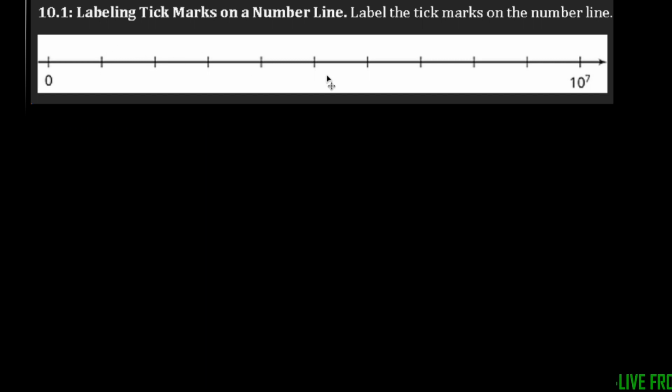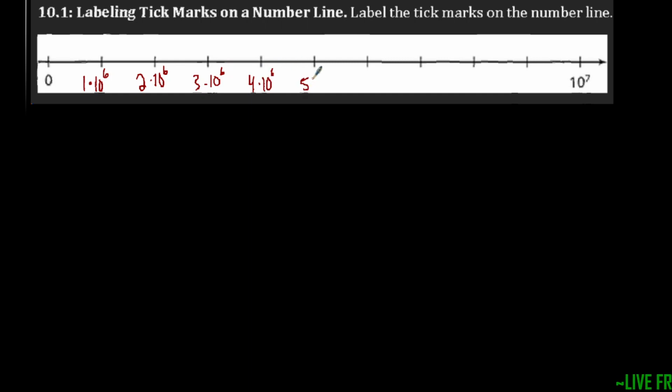Each of those little dash marks that you see on a number line are the tick marks. So what we can say is, we start at 0 and we end at 10 to the 7th power. I can have 1 times 10 to the 6th power, 2 times 10 to the 6th power, 3 times 10 to the 6th power, 4 times 10 to the 6th power.